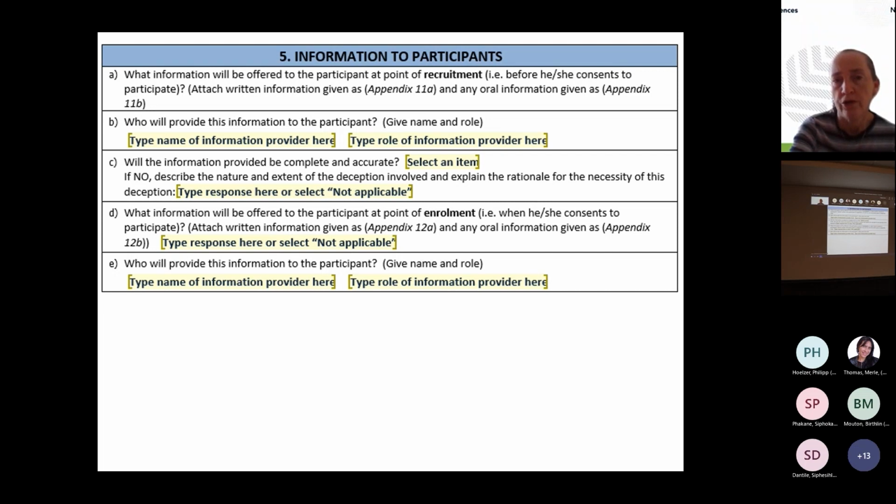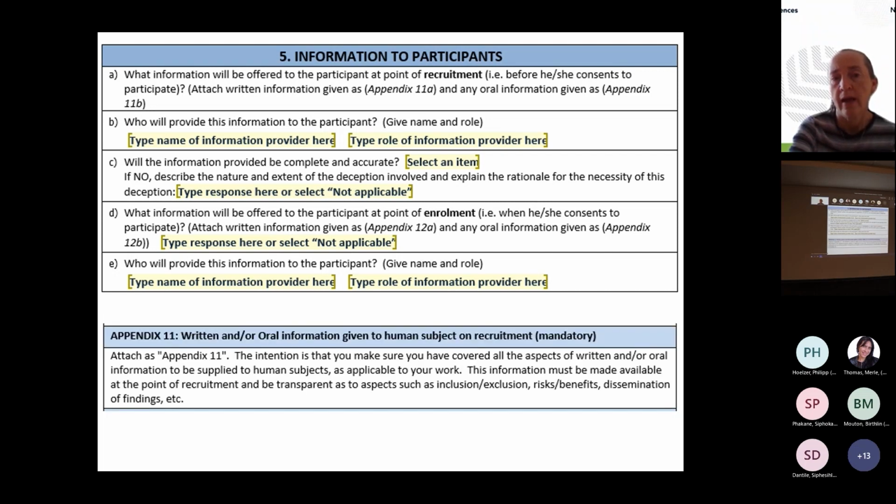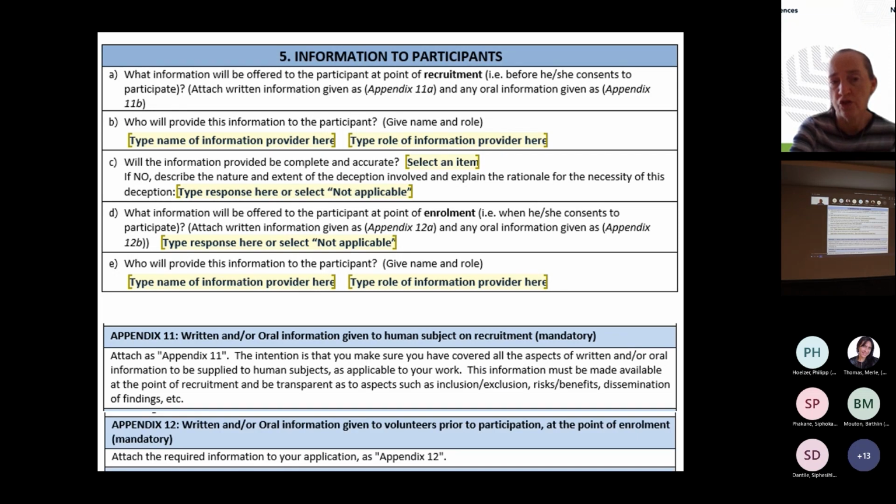Okay, I don't want to put a lot of emphasis on the Appendix 11 and Appendix 12, written and or oral information at recruitment and at the point of enrollment. And you see it is mandatory. So these are compulsory appendices that have to be added.